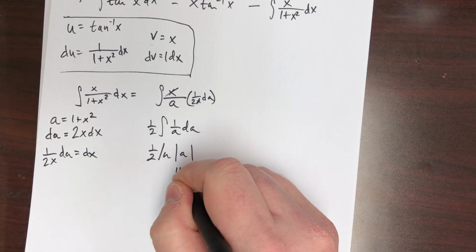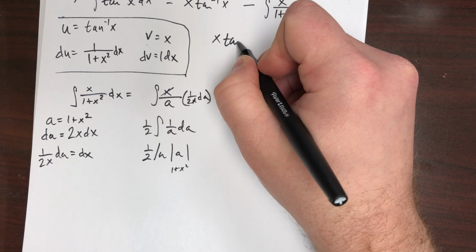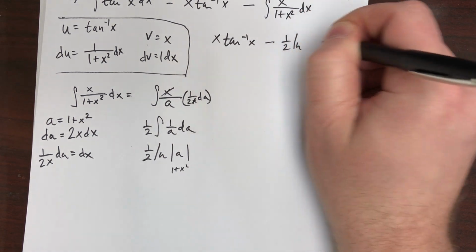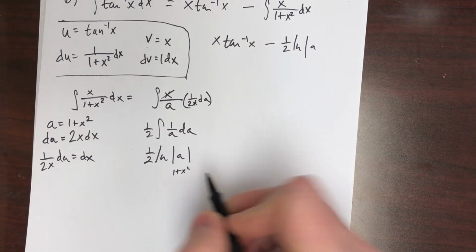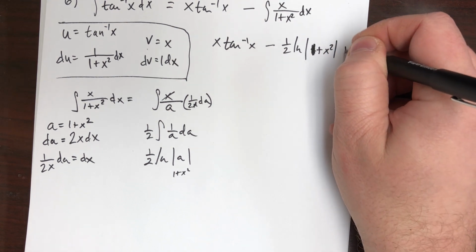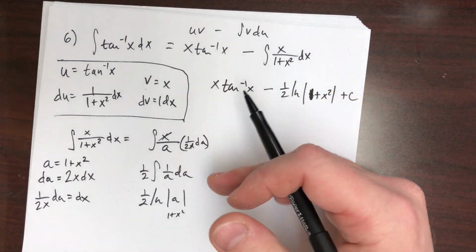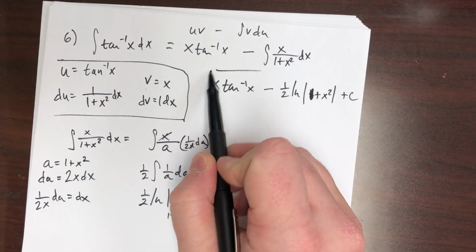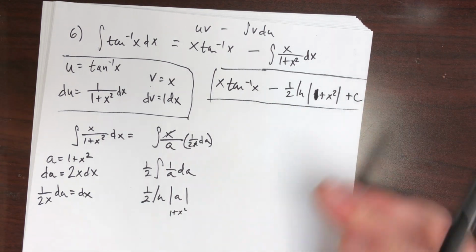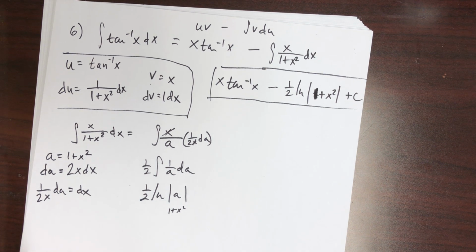And our a was 1 plus x squared. So final answer, we can say x inverse tangent x minus 1/2 natural log absolute value of, nope, not a, of 1 plus x squared plus c. Very, very nice, relaxing, straightforward, not at all disgusting answer. All right, let's see what's next.